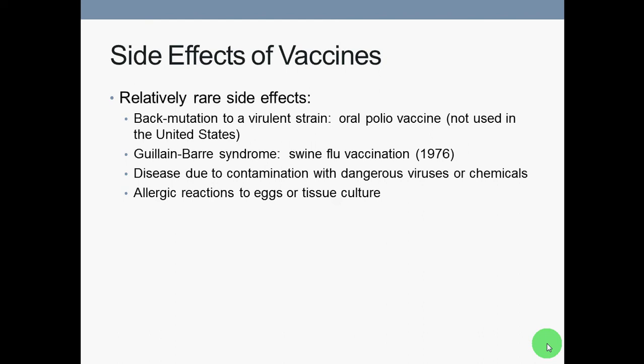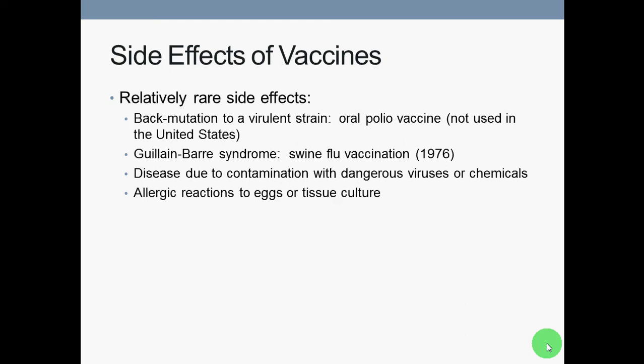Another relatively rare side effect is Guillain-Barré syndrome. Very little is really known about it or what causes it. But we have known Guillain-Barré syndrome to be linked to different diseases and also some vaccinations. Guillain-Barré syndrome causes paralysis that's usually only temporary.